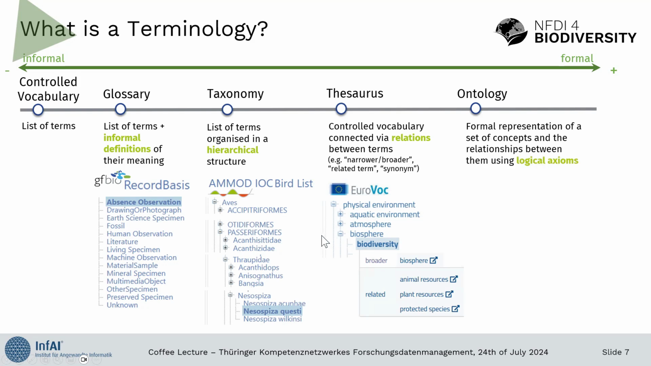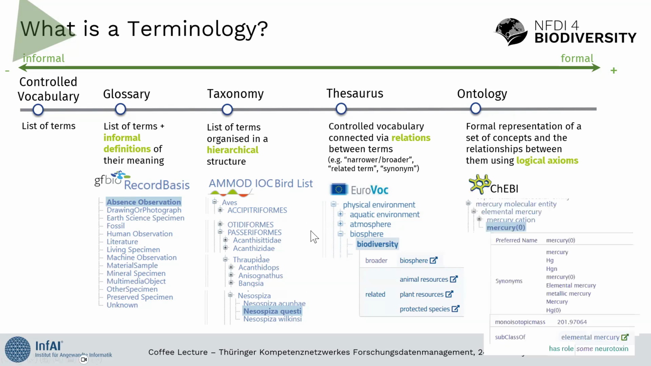Then we have the most formal type of terminology, which is called an ontology. Basically, it's a formal representation of a set of concepts and relations between them using logical definitions. And so it is a bit more complex and structured, and you can see here an example from the KB ontology where mercury is defined with its preferred label, the list of synonyms, but also a more complex description, like saying, for example, it has role as a neurotoxin.